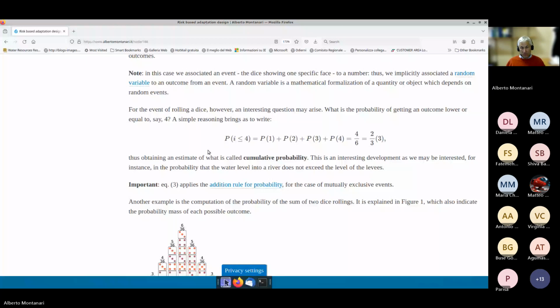Okay, good. But we are still discussing a discrete variable. And then we started, just 5 minutes last time, to discuss how to deal with continuous variables.